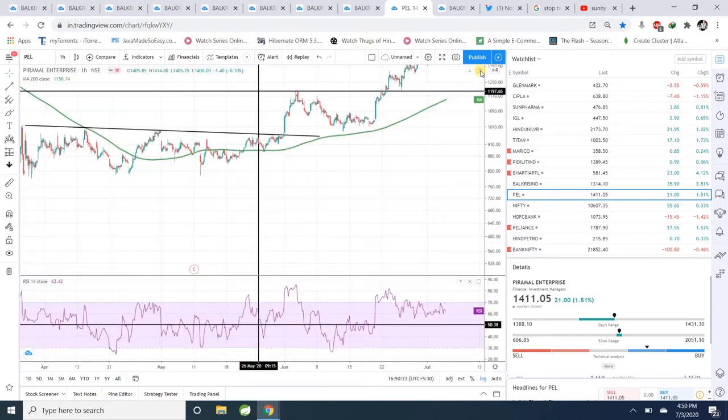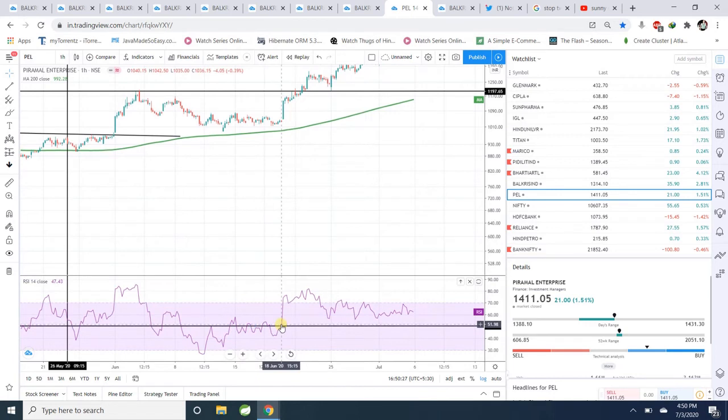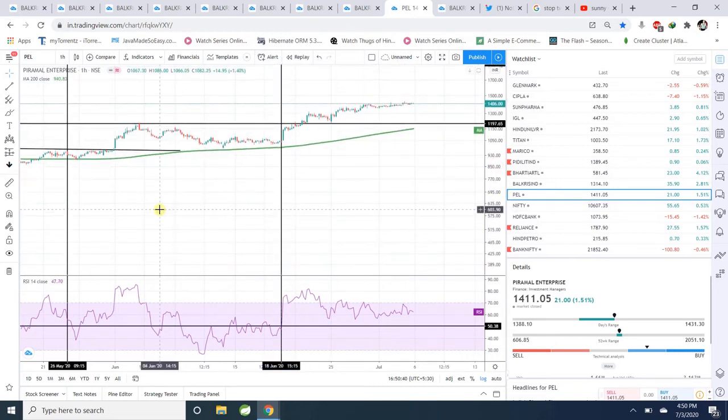So let us apply the same concept on RSI. You can see from this point to this point RSI is above 50. So let me mark this for the intraday basis. Okay, let me mark this on the chart. Now we have to look, let me remove other lines, and this line also let me delete.